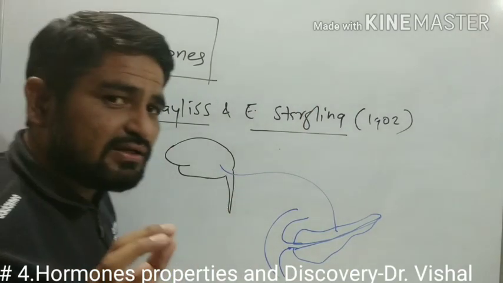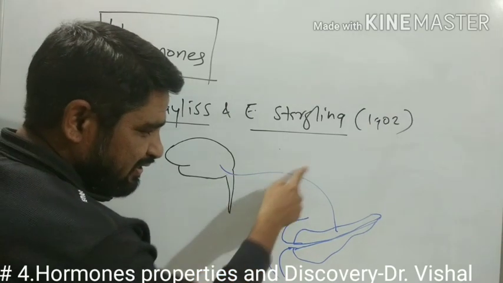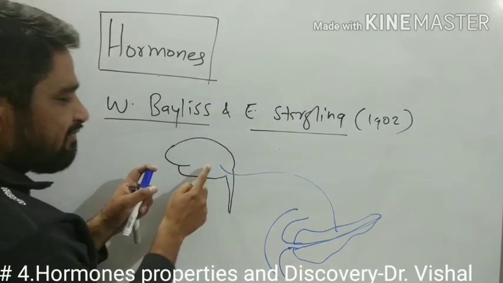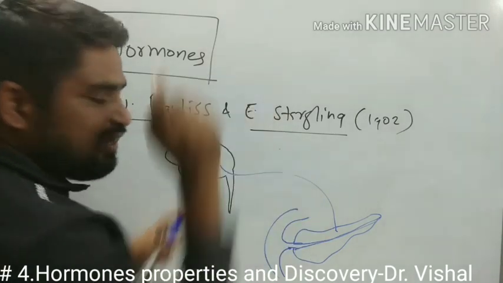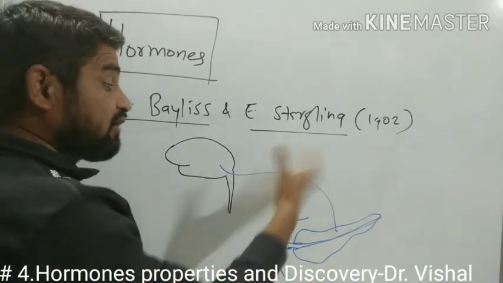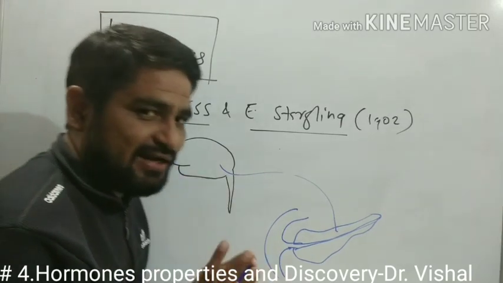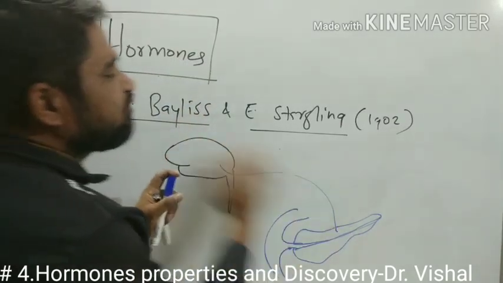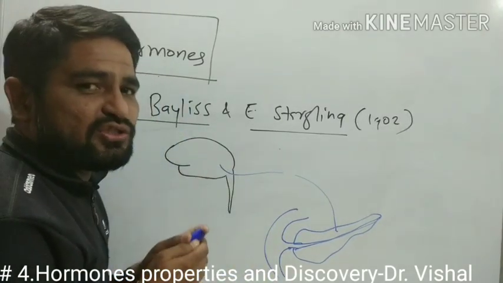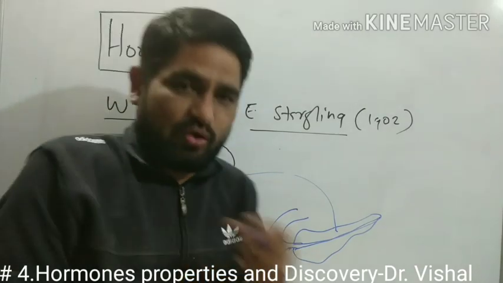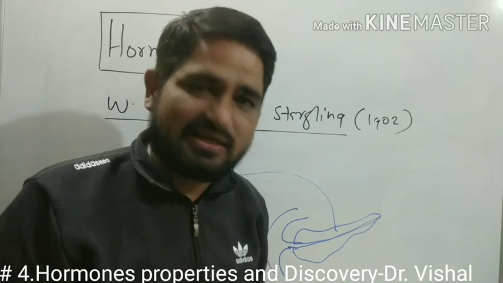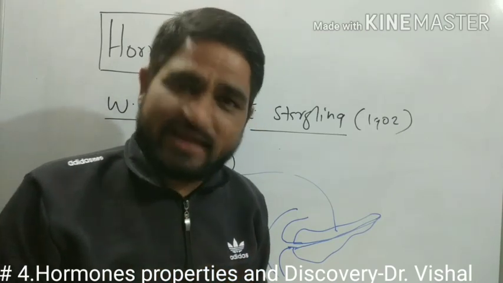So what they did was cut the connection between the nervous system and the pancreas. They found that the secretions of the pancreas, which control the digestive functions, were still maintained even after removing the connection between the pancreas and the brain. Then they understood there must be something more. It's not the nervous system; there is another system operating the functions of the pancreas, and this system is nothing but the endocrine system.